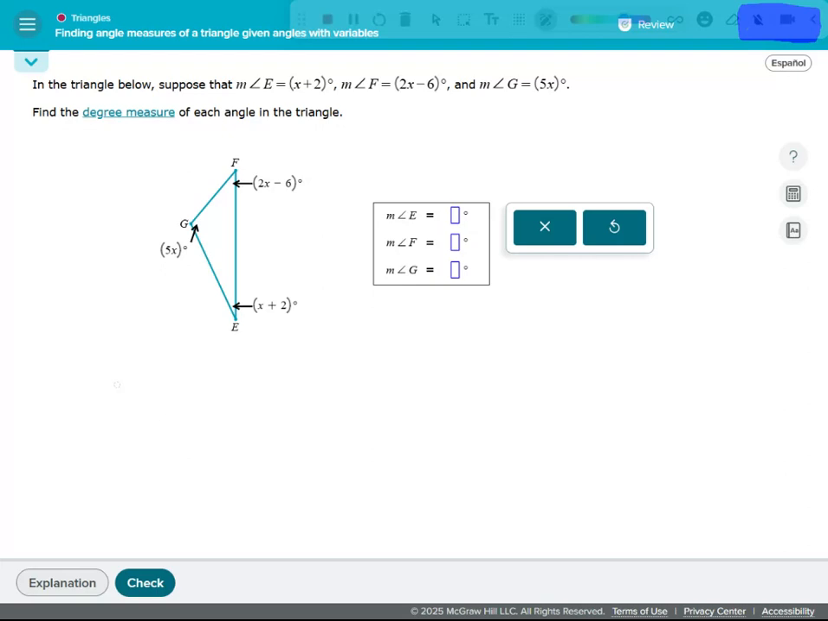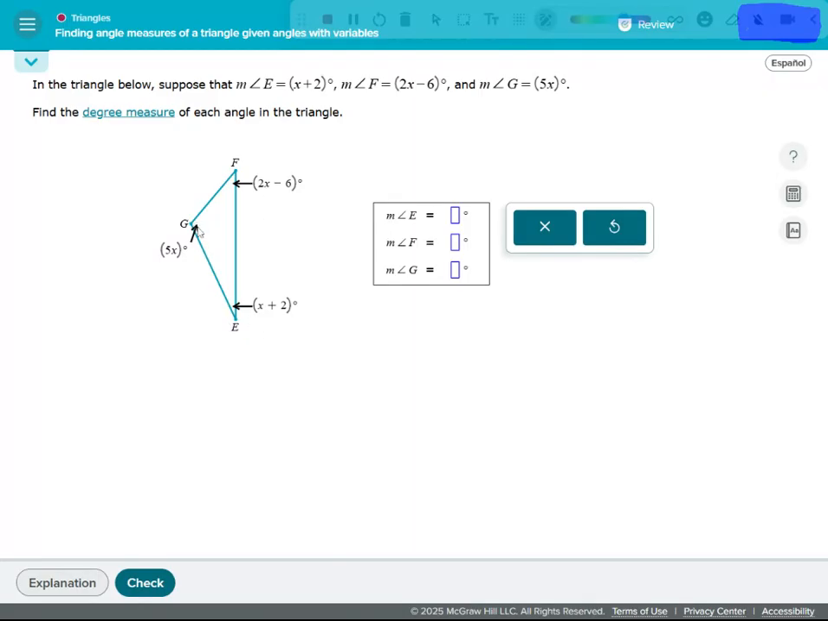All right, we're going to look through this sample problem together of finding angle measures of a triangle given angles with variables. We've got this triangle with three unknown angles, and our goal is to find the degree measure for each angle of the triangle. I know it's looking a little crazy right now, but we can do this. So how do we figure this out?